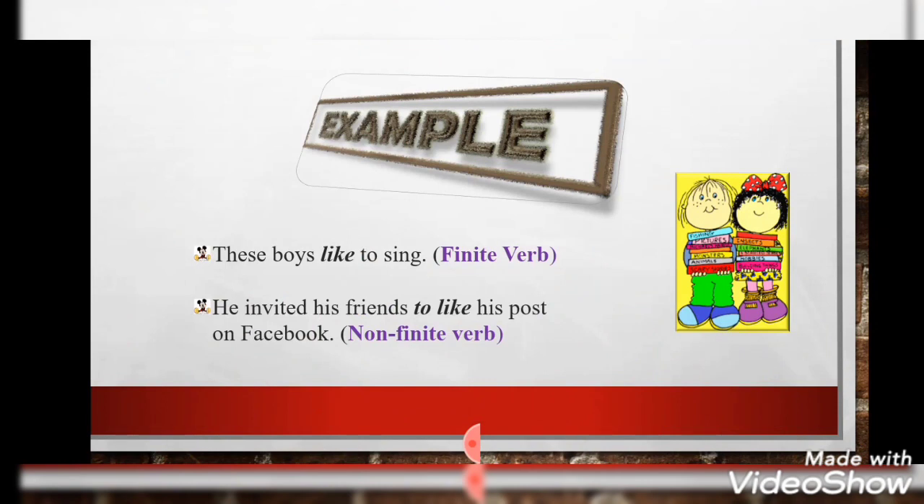Now let's see the example of the both. These boys like to sing. This is finite verb. He invited his friends to like his post on Facebook. This non-finite verb. In the first sentence, we can see the verb is according to the subject, and in the second sentence, we see that the verb is not dependent on the subject. Means it will not change with the subject.